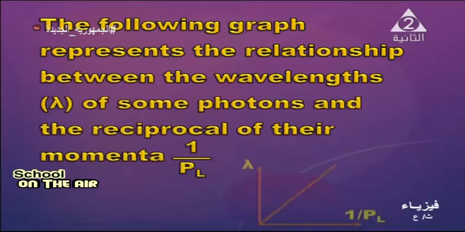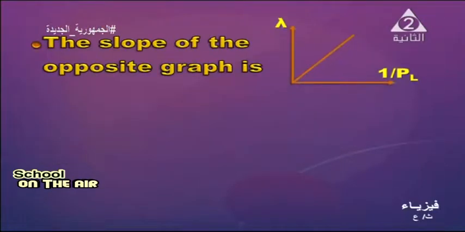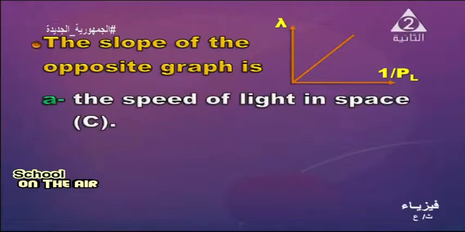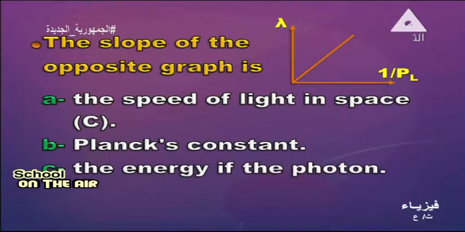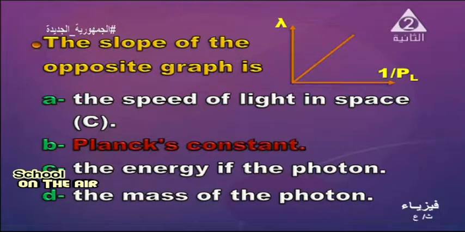The following graph represents the relationship between the wavelength, lambda, of some photons and the reciprocal of their momenta, lambda versus 1 over PL. What about the slope? Of course, it is de Broglie equation. The slope of the graph is speed of light, Planck's constant, energy of the photon, or mass of the photon. Of course, it is Planck's constant.